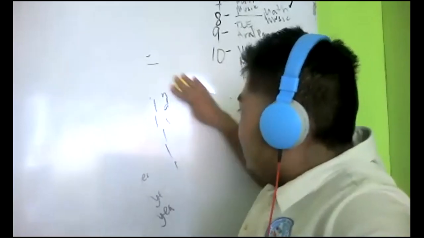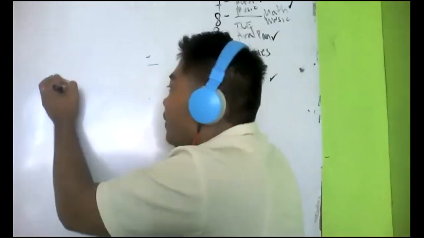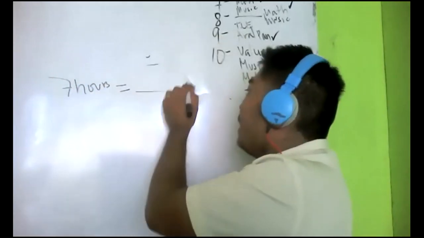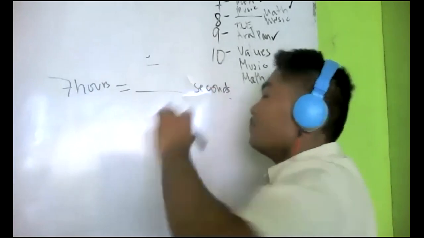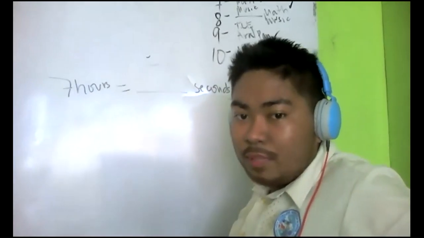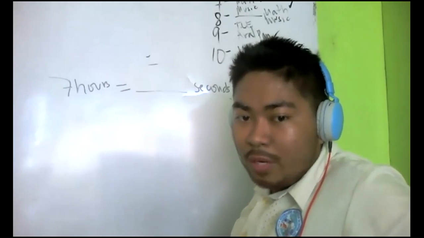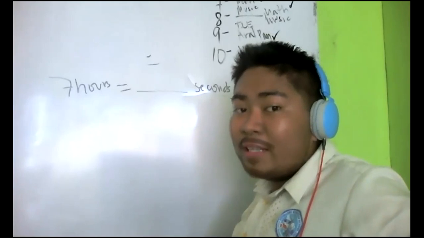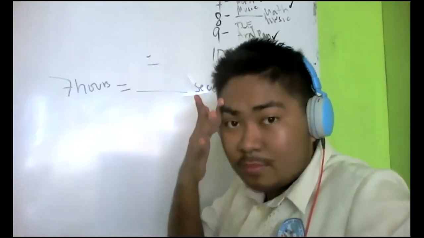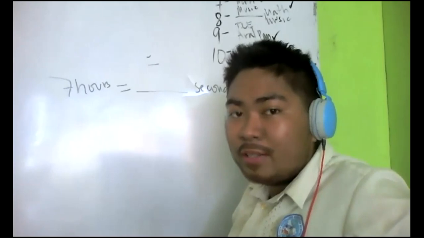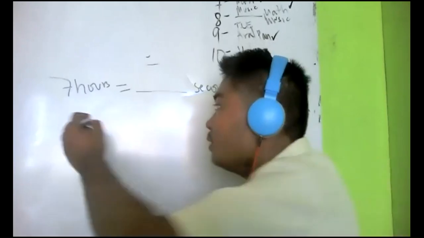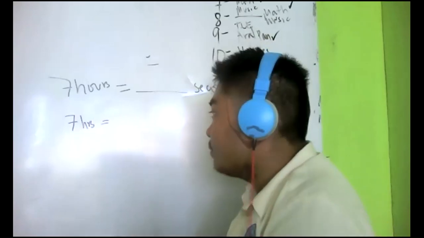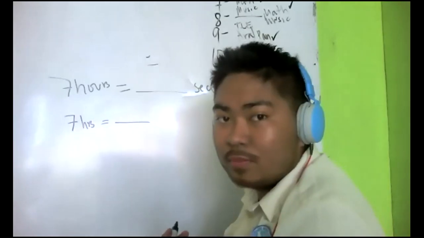7 hours into blank seconds. How many seconds are there in 7 hours? This is how we convert. We have 7 hours is equal to what?